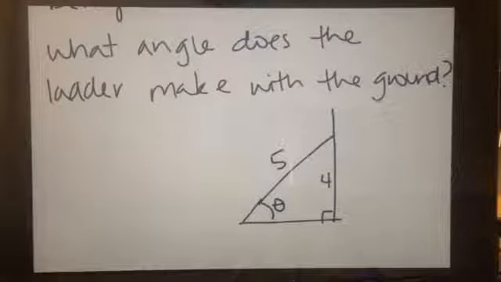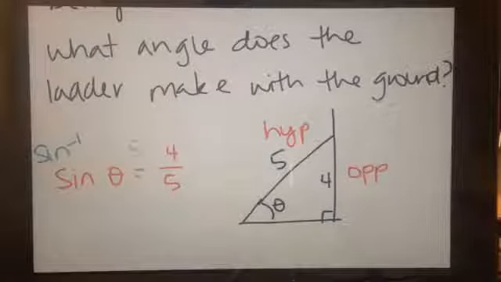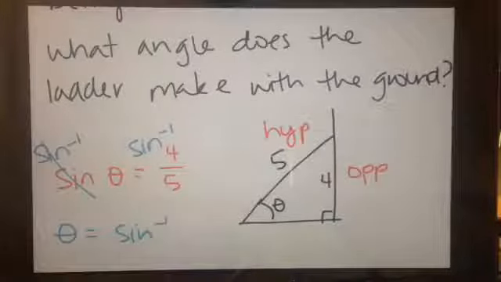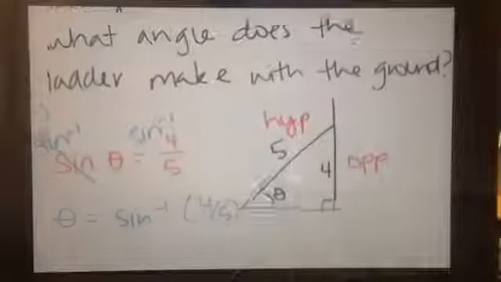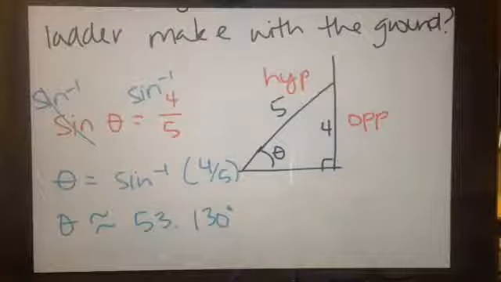So I'll go ahead and label the sides that they gave me. Here's my opposite side, here's my hypotenuse. And so that means that the trig ratio that I'm going to use is sine. So sine of theta equals opposite, which is 4, over hypotenuse, which is 5. So to solve for the angle, I just need to do sine inverse on both sides. So theta is sine inverse of 4/5. And when I type that in my calculator, I find that theta is approximately 53.130 degrees.